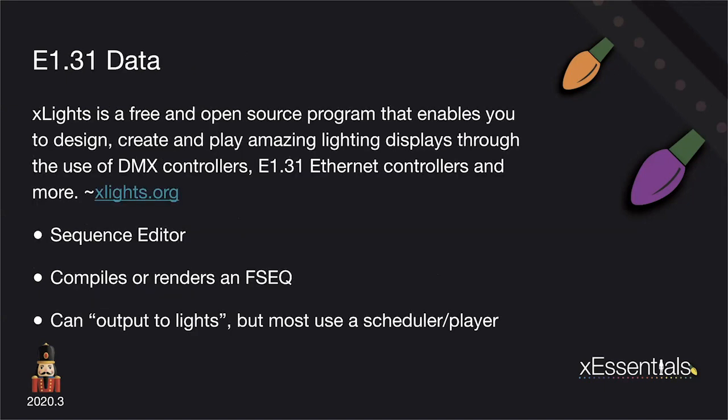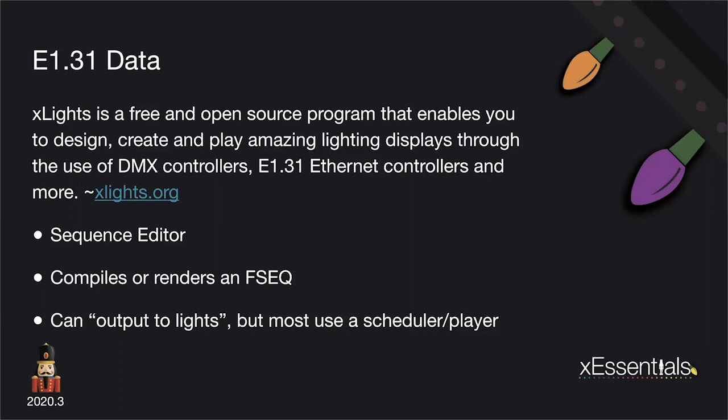So how do you get E131 data? Well, xLights, of course, is a sequence editor. It renders out what's called an FSEQ file. It's basically binary data for your controller. You can output directly to lights.